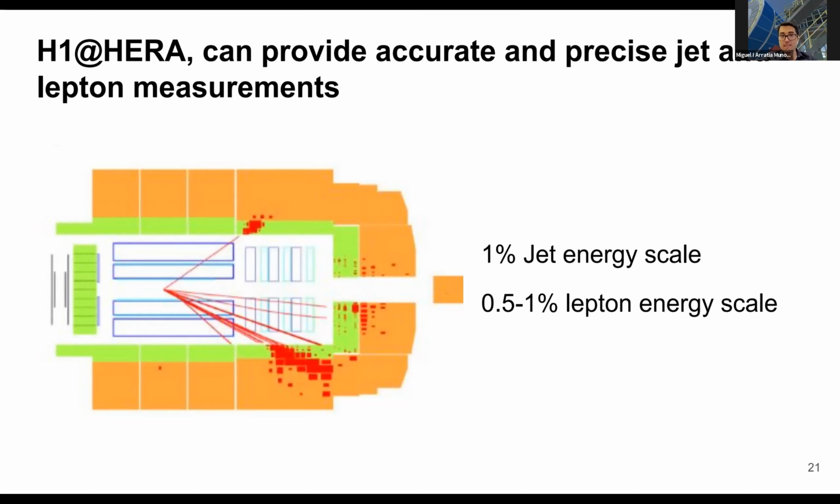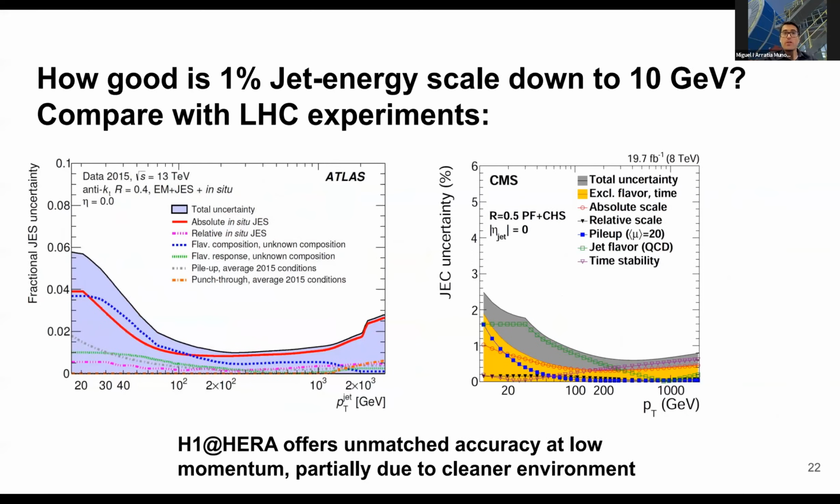Just to put that in context, I figured I would show you what other experiments, for example at the LHC, have achieved. You see here on the left the jet energy scale uncertainty achieved by ATLAS, and on the right the one achieved by CMS. At high energies, they achieve a jet energy scale of approximately 1% or even better in some cases. But when you go to lower energy, like 10 GeV transverse momentum or so, the jet energy scale uncertainty just explodes. And there are various reasons for that.